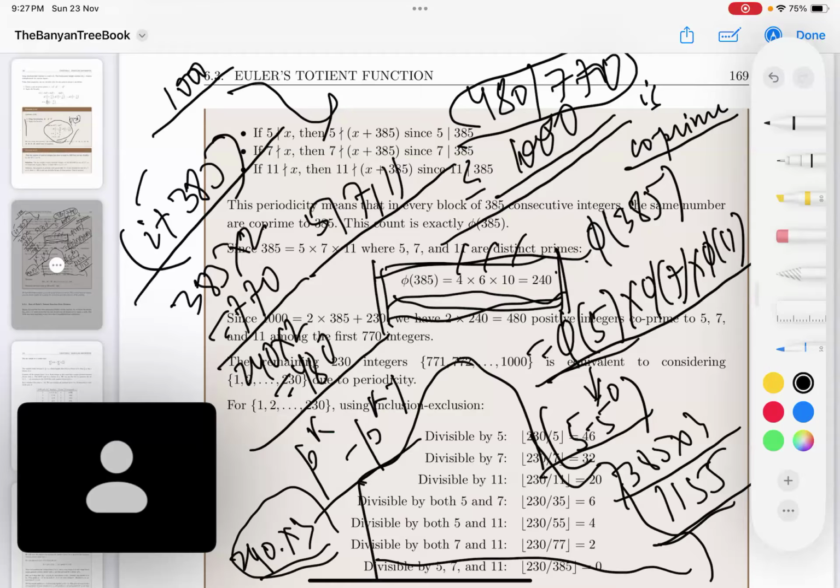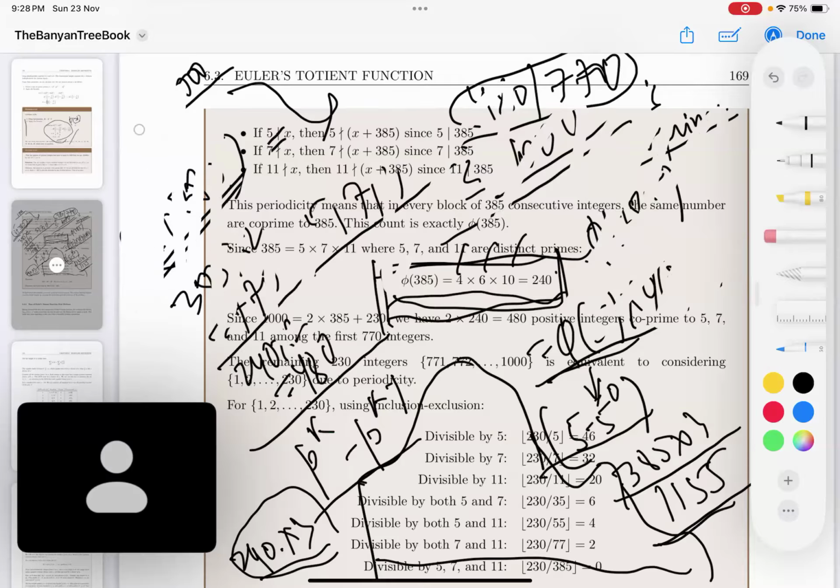So this is a cycle. You see, now we did not have to do any calculation. All we are saying is that shift I by 385. So this becomes a cycle, right? The same numbers now repeat. Yes, sir. So that's the whole idea behind the cycle. Clear? Yes, sir. Okay, so that's the whole idea.